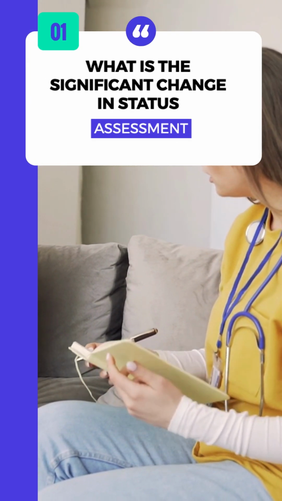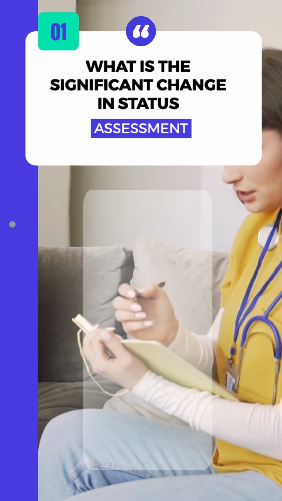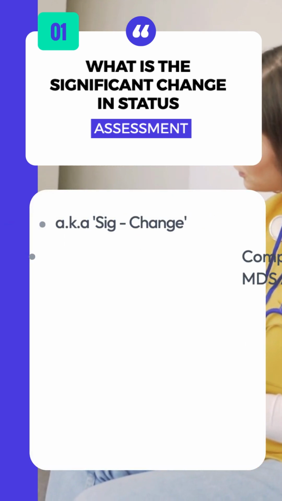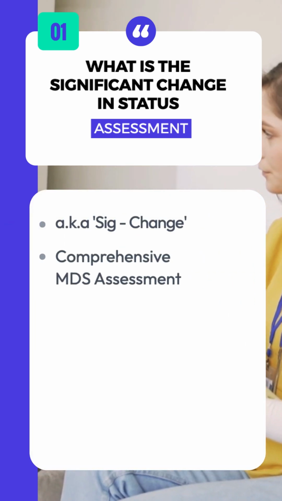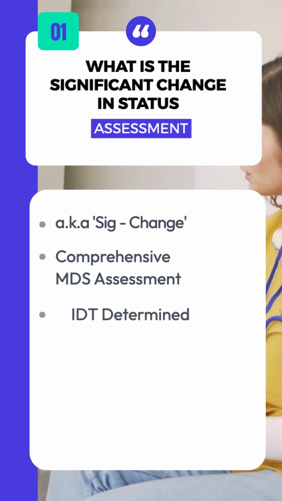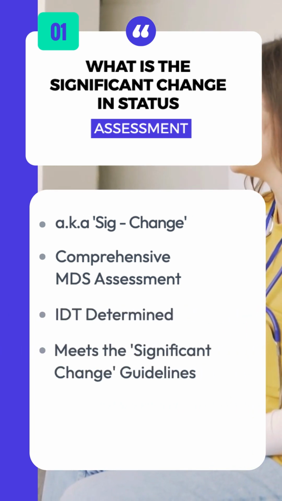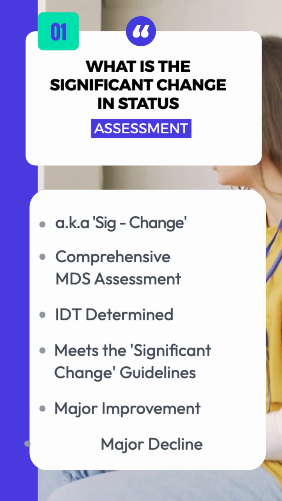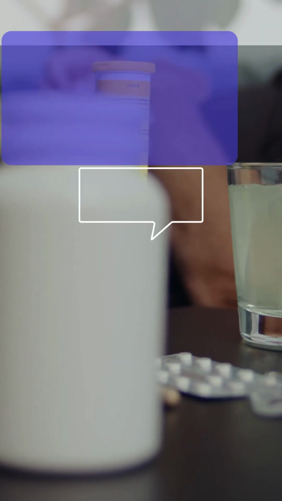The significant change in status assessment, otherwise known as a SIG change, is a comprehensive MDS assessment that is completed for a resident when the IDT has determined that a resident meets the significant change guidelines for either major improvement or decline. What does significant change mean?